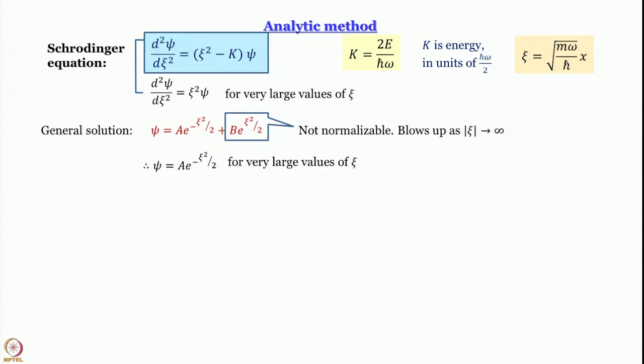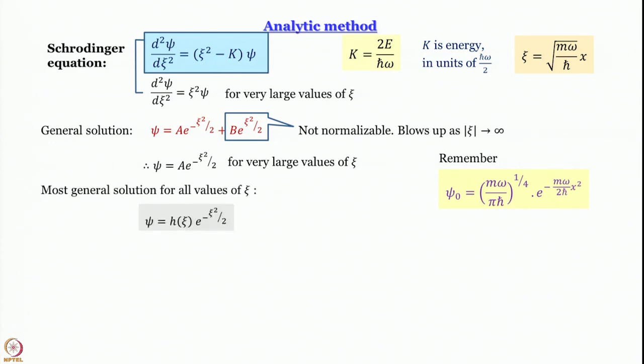So we can simply write psi equal to a e to the power minus xi square by 2 for very large values of xi. Okay? And that should remind us of the wave function that we got already using ladder operators. That is also a multiplied by e to the power some constant multiplied by, well, instead of x you can write it in terms of xi square, can't you? Right. So that is what it is.